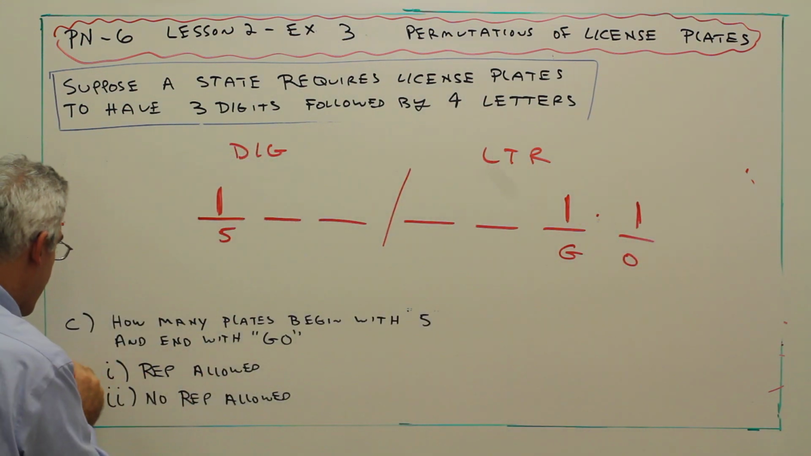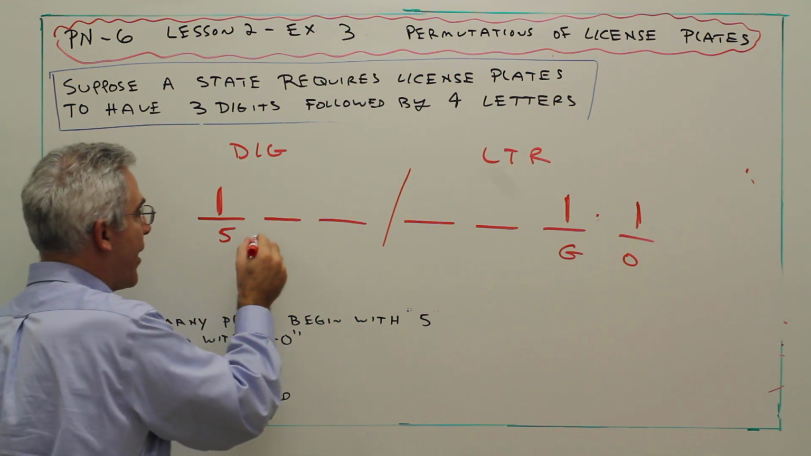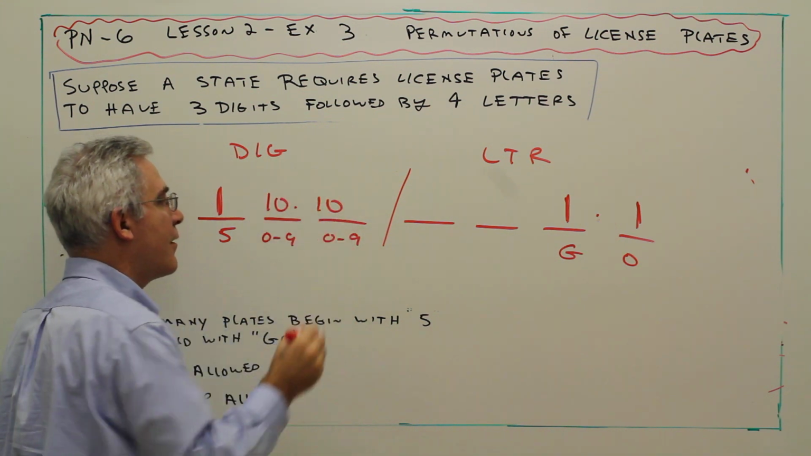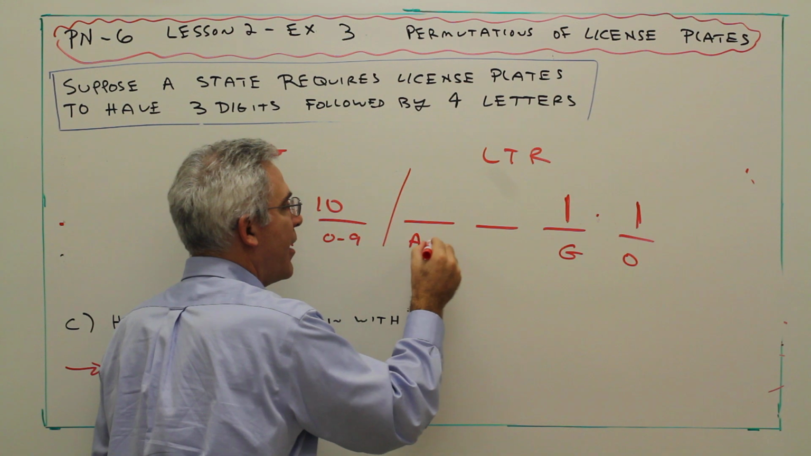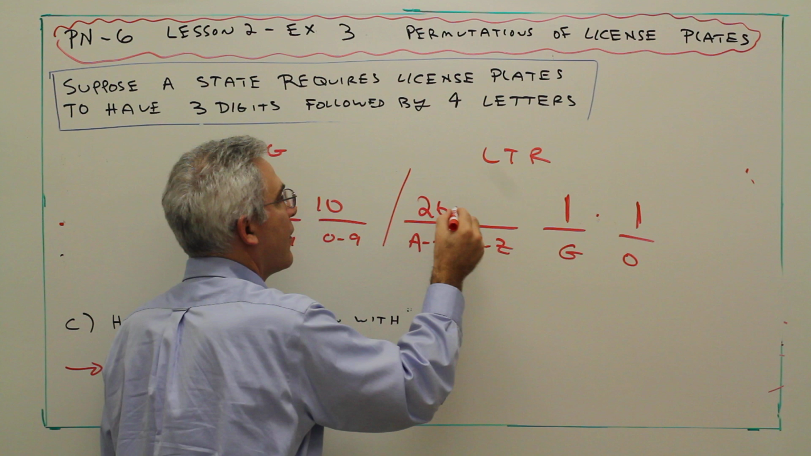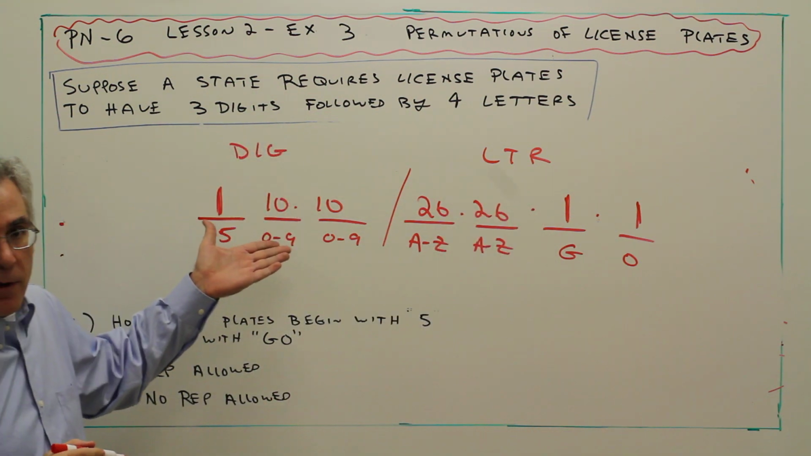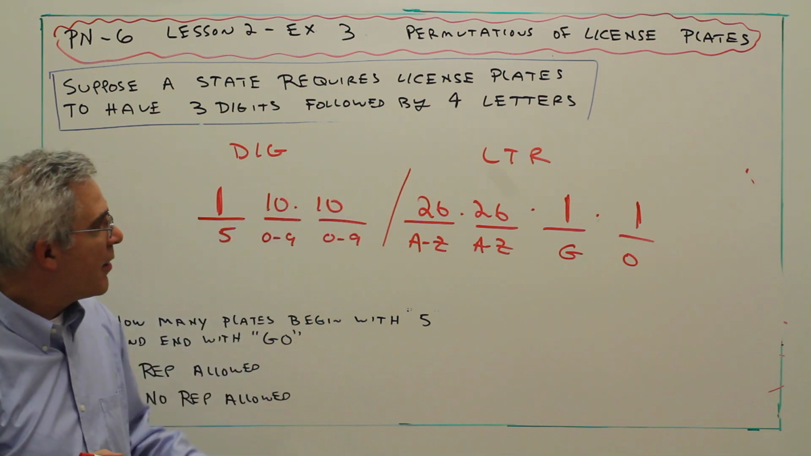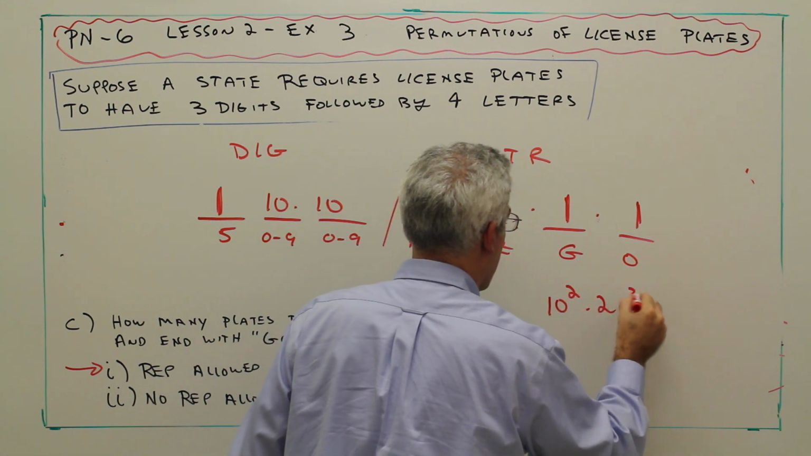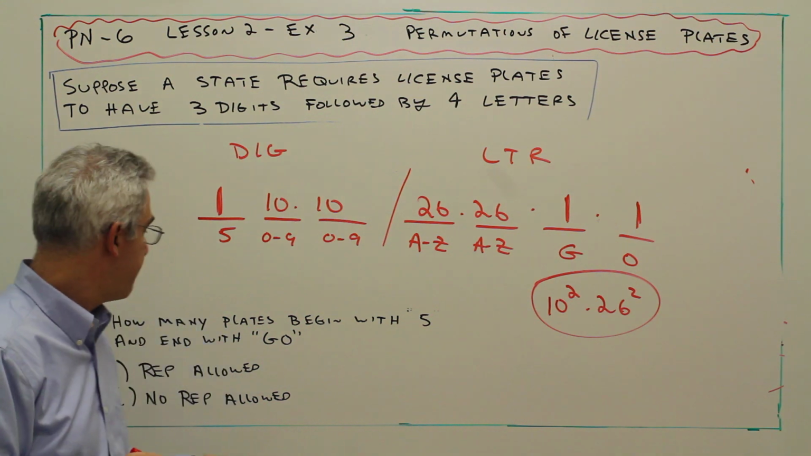All right, so we're going to do it with repetition allowed. So over here, I can repeat the 5. Again, it could be anybody 0 through 9, 0 through 9. So there's 10 ways, 10 ways. Over here, it could be anybody A through Z, anybody A through Z. So 26 times 26. So my answer simplifies to 10 squared times 26 squared. And again, you could calculate that with your calculator. I'm just trying to speed things up for the video.